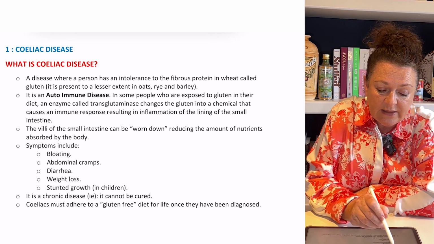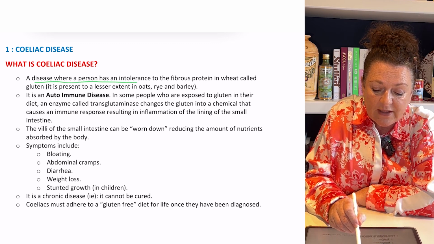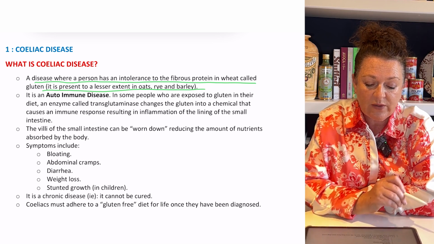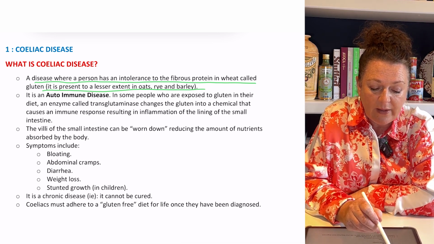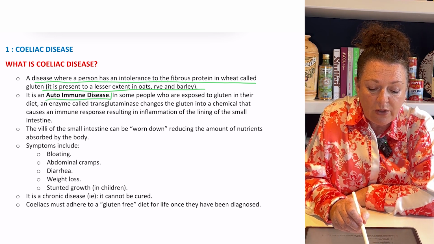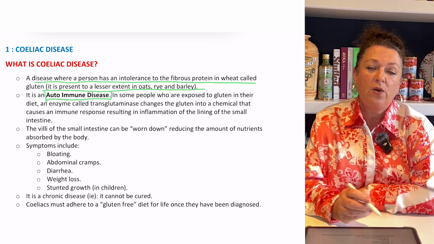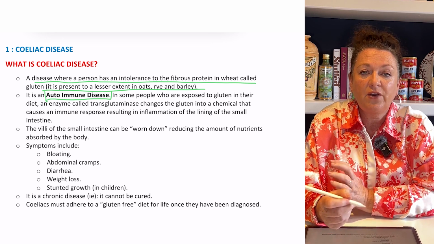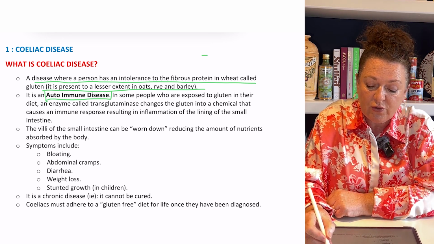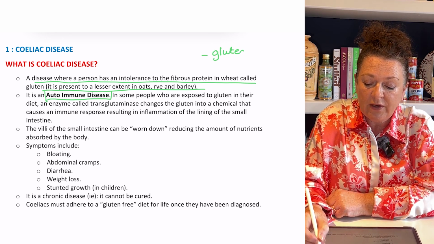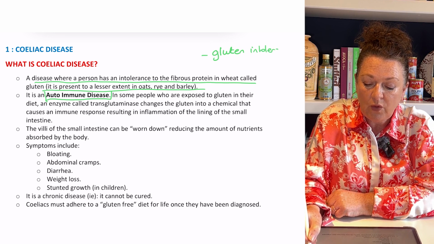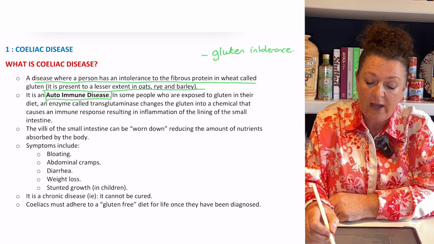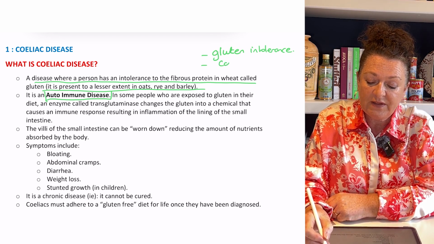So what is celiac disease? It's a disease where a person has an intolerance to the protein called gluten, but to a lesser extent oats, rye and barley. It is an autoimmune disease. Now, I'm confusing you probably there, saying an intolerance. They cannot cope with it in their diet. So I'm just going to write here that we have gluten intolerance, which many Irish people, believe it or not, have, even though wheat is so popular in this country. And then we have celiac disease.